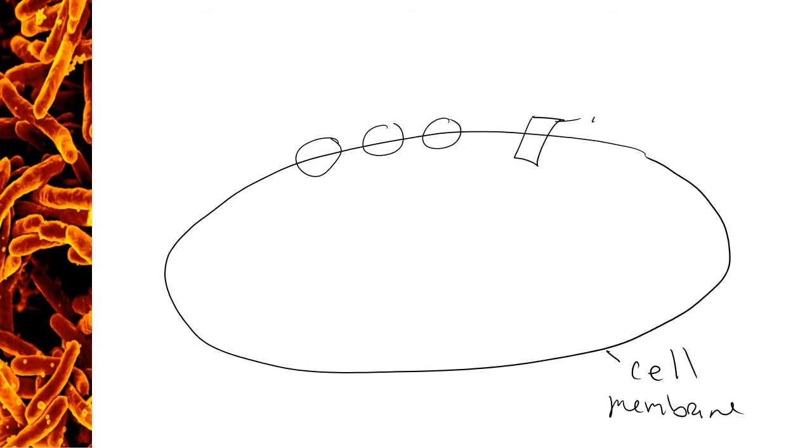Okay, so here we have our bacterial cell. So this is the normal cell membrane. And embedded in that cell membrane are the proteins of the electron transport chain. Also embedded in the membrane is a protein for your ATP synthase.